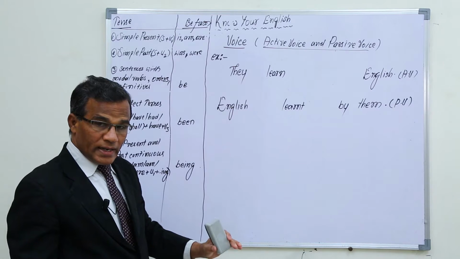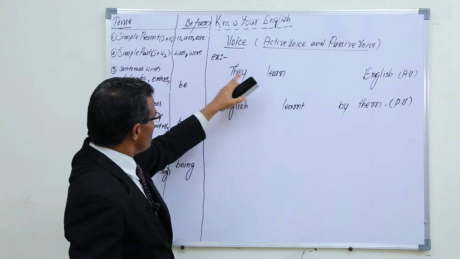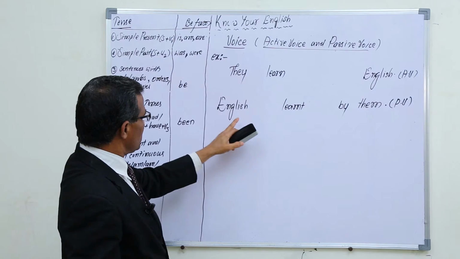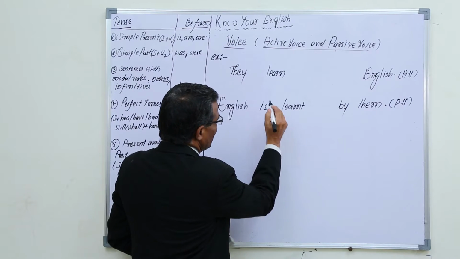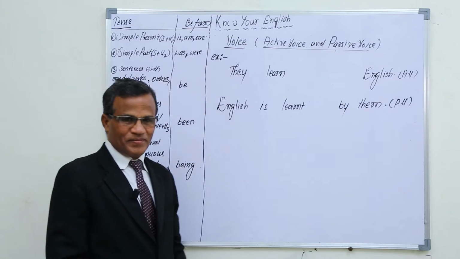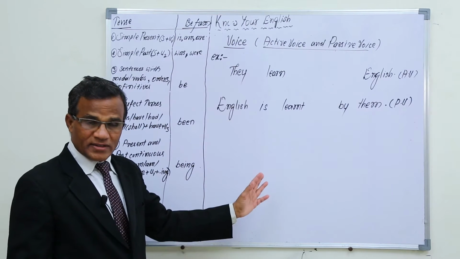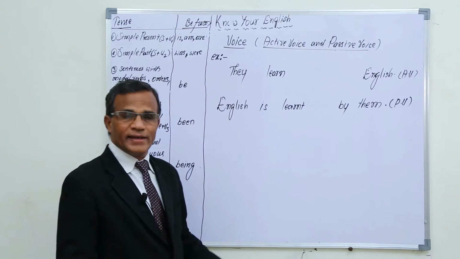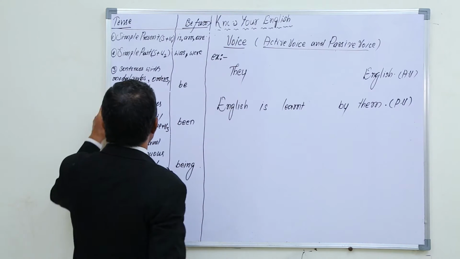But we are changing only the be form. So what is the be form? Subject plus V1: be form is, am, are. English is singular, so we take English is learnt by them. Just before, it was English was learnt by them, but now it is English is learnt by them. In the same way, let me change the things also.